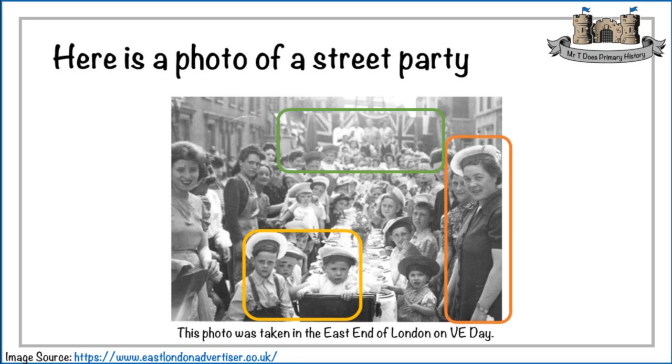And at the back, in that green box, you can see a lot of flags. There only appears to be a couple of men in this picture. I wonder why. Do you recognise the flag? It's the Union Jack. So that's the flag of the United Kingdom.